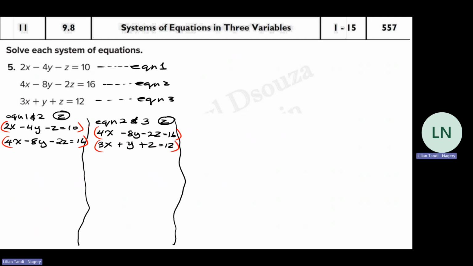So this will be negative 2, and this will be negative 1. This will be 1, and this will be negative 2. I got them from the coefficients of z. So this will be negative 4x, negative 8y, plus 2z, minus 20.